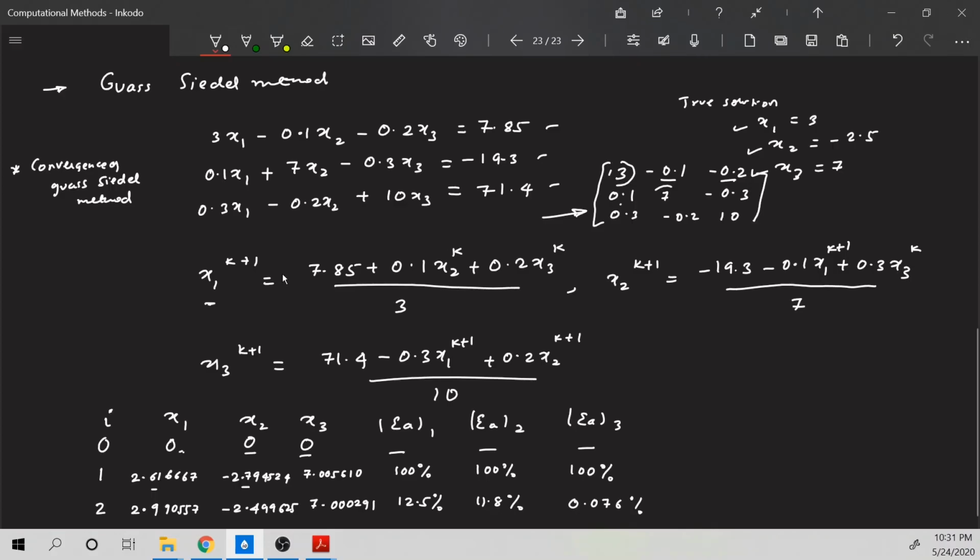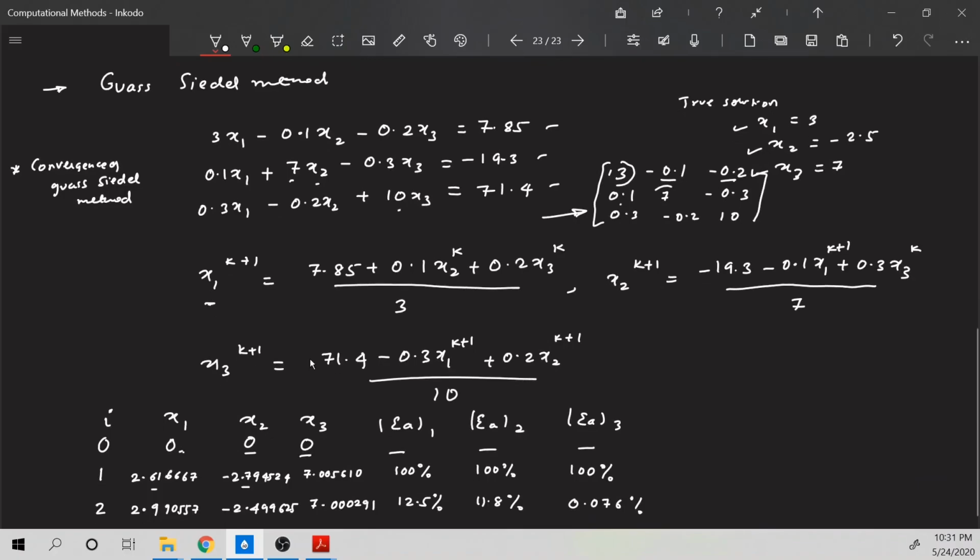If I change the sequence of these equations, everything is going to change. Maybe we won't be able to guarantee convergence. But given the current equations, the matrix is diagonally dominant. That means this particular system of equations is definitely going to converge. I hope you understood this.